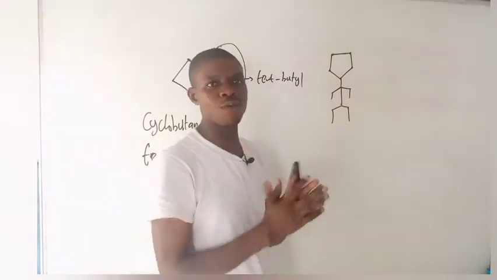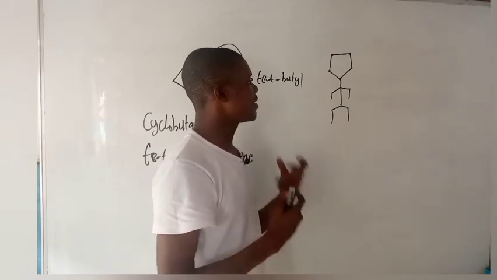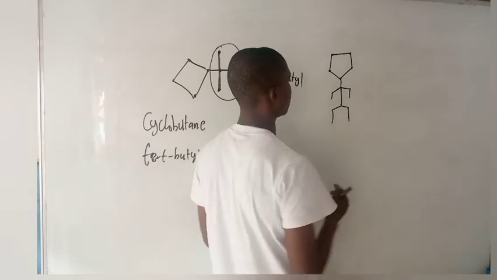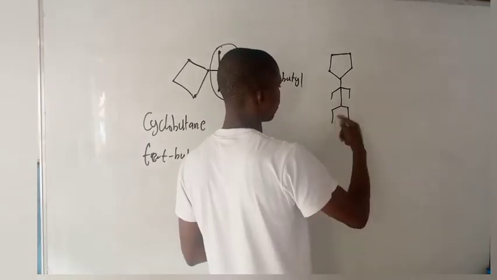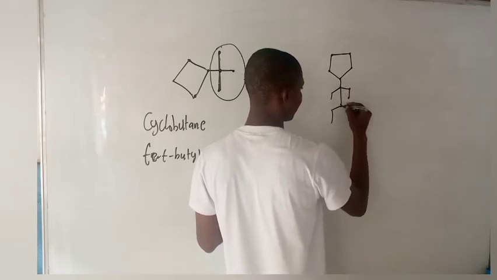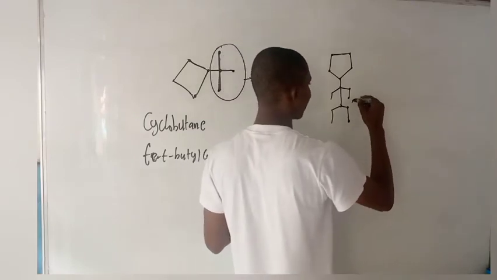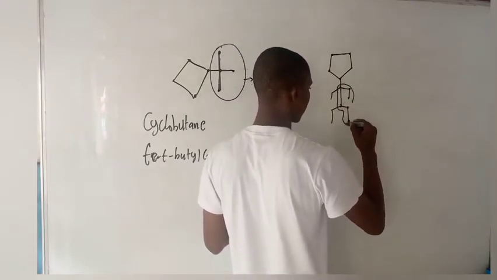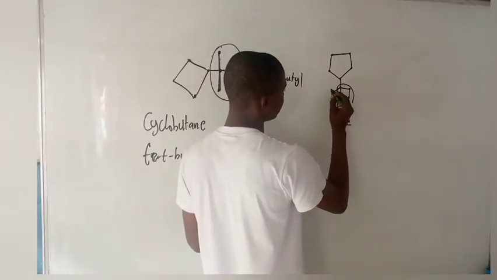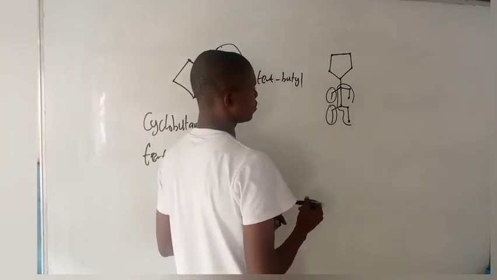the open chain has more carbon atoms than the ring, then the ring now becomes a substituent. So the ring contains how many carbon atoms? 5 carbon atoms. Now let's see how many carbon atoms the open chain carries. So here we have 1, 2, 3, 4, 5, and 6. You get? So now from here to here is my parent chain. When you check it very well, if you see this one here, this now becomes the substituent. You get? This one becomes the substituent.